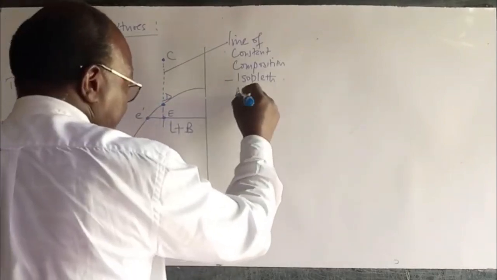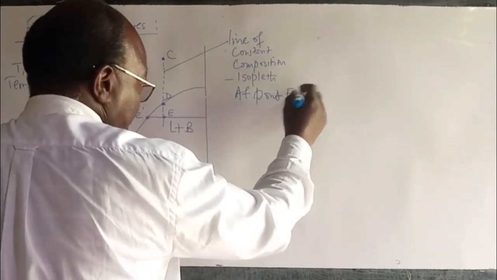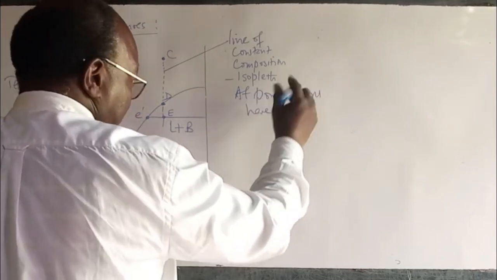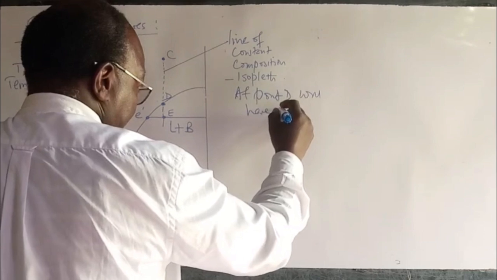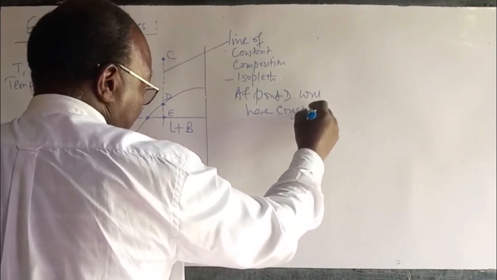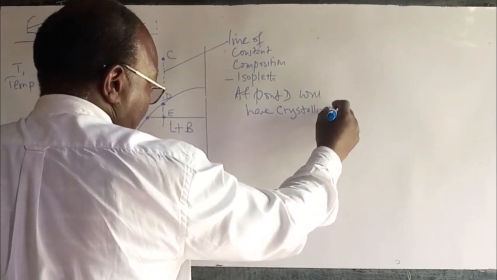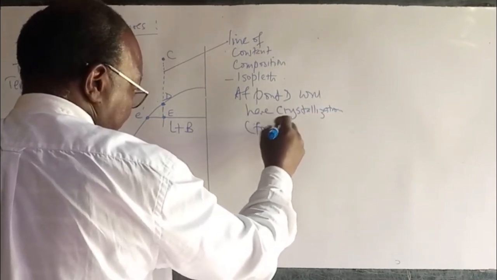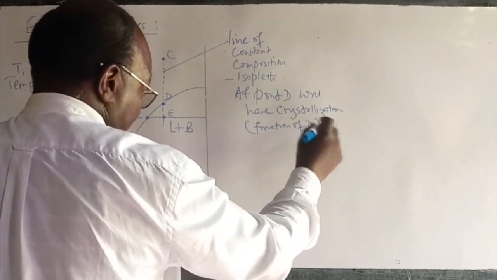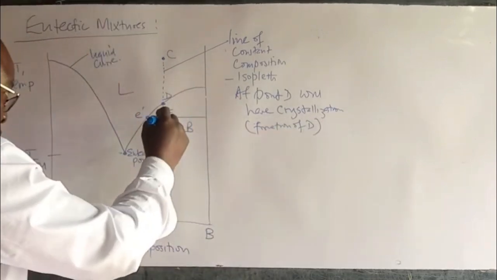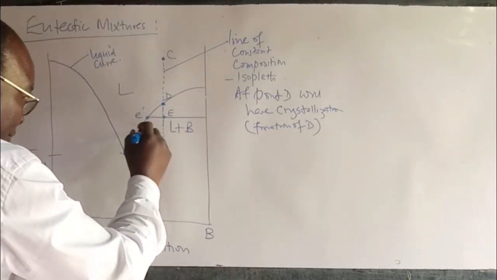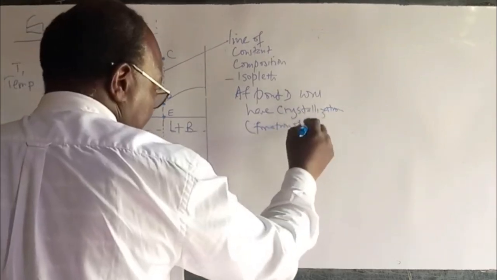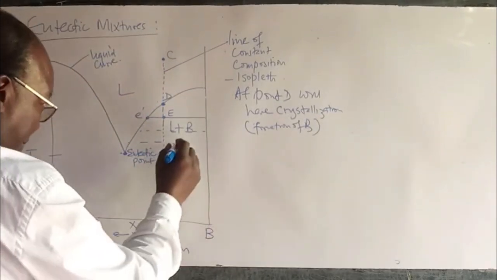So at state point e, we'll have crystallization, formation of B. And of course, as you continue down the line, you are forming more and more of B. Crystallization of B. You're forming more and more of B.